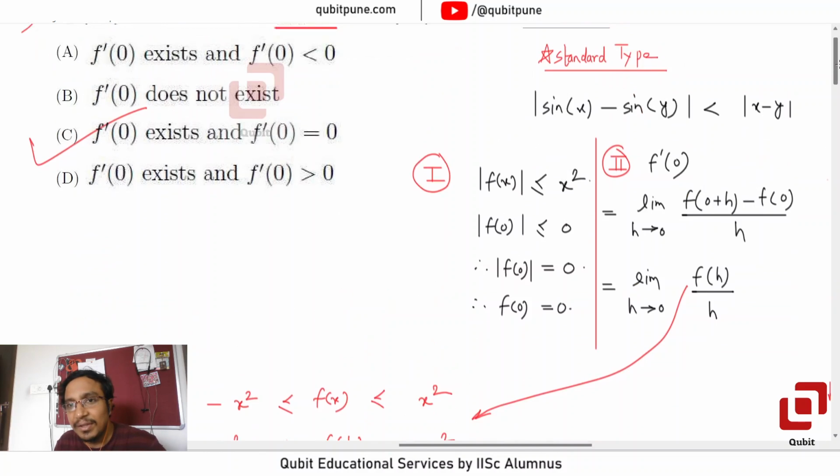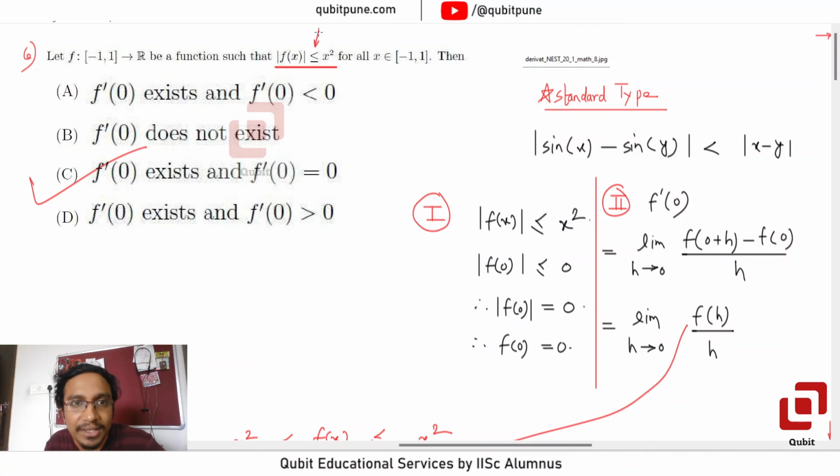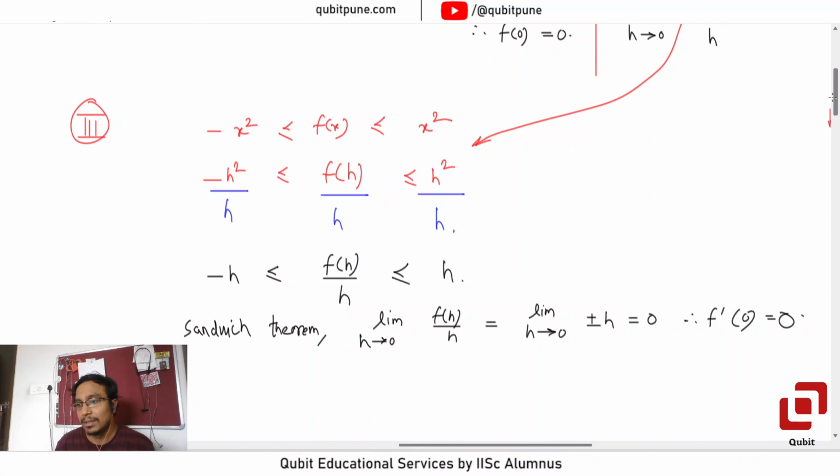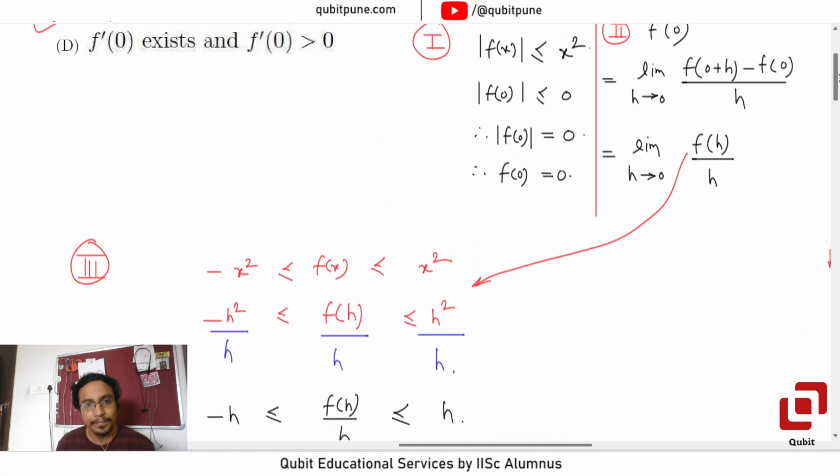When the function's definition is not given, rather some inequality is presented, it is better to first find out the value of the function at 0, and they will always ask about 0. When mod is given, they will always ask about 0. So the first step is we find that f of 0 equals 0. Then we go to the first principle and find the derivative at 0. Again use the inequality to solve the problem. Any doubt on this? No, sir.